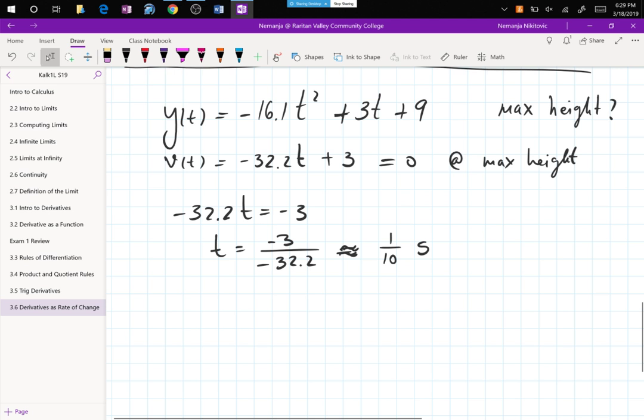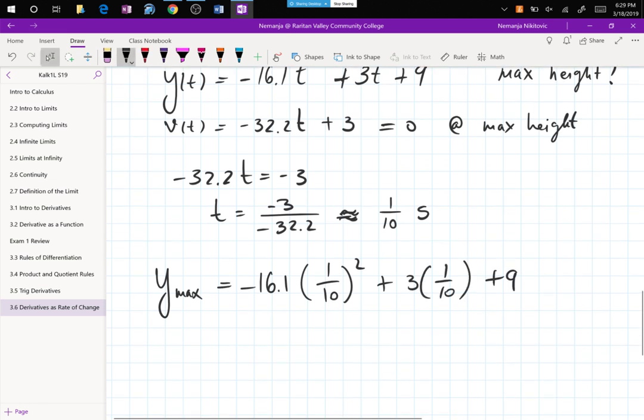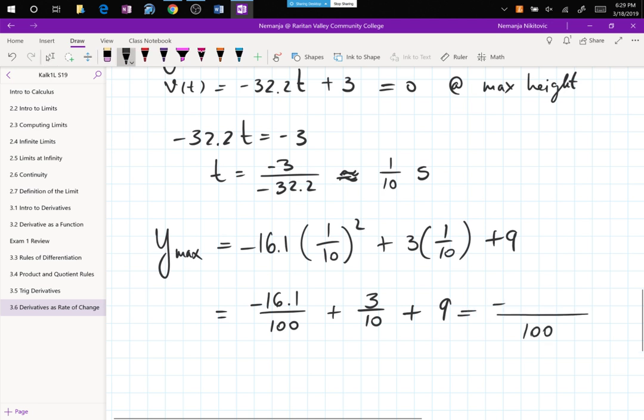So now I have my time. Time is 1/10. We plug that in the original function. So max height, y max, is equal to negative 16.1 times 1/10 squared plus 3 times 1/10 plus 9. This is negative 16.1 over 100 plus 3/10 plus 9. You can make all of this over 100. Negative 16 point, well, it's negative 16, plus 30 plus 900. So 914 over 100, about 9.14 feet. 9.14 feet would be the maximum height for this object. Again, because it's not exactly 1/10, use the calculator here. So it's all good.